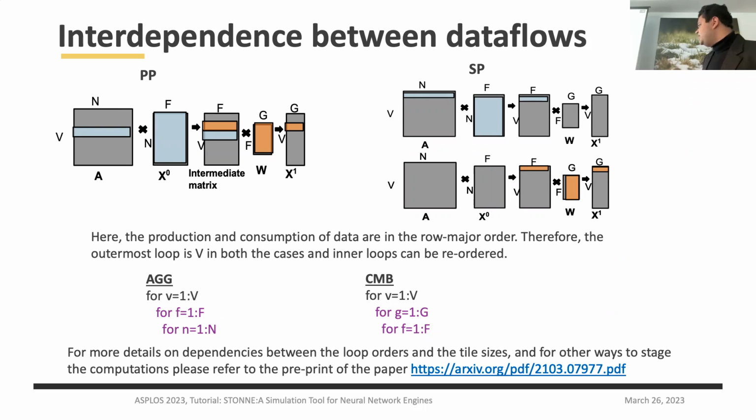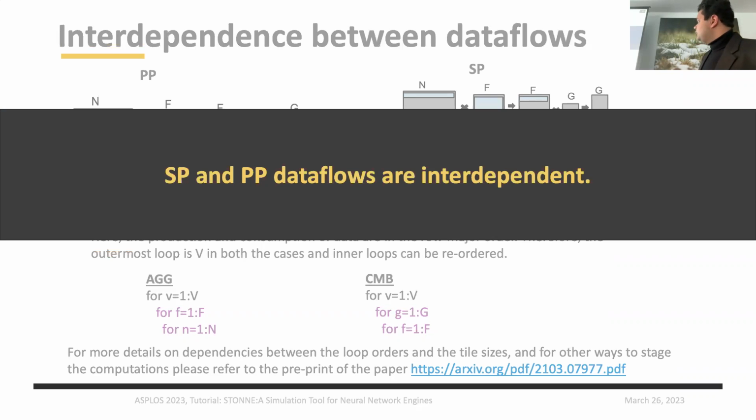So we have a lot of details in the paper. Right now this is the link to the preprint, but this is actually a published paper, so I'll also include the IEEE link in the slides. For more details, you can refer to the paper, where we also tease out various interdependencies that can happen, and if there's a parallelism mismatch, how we handle that while still ensuring that we are pipelining efficiently. So yes, SP and PP data flows are interdependent.